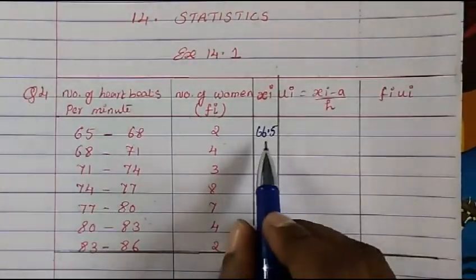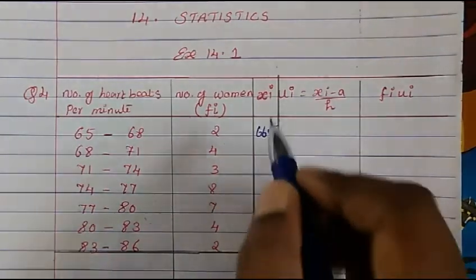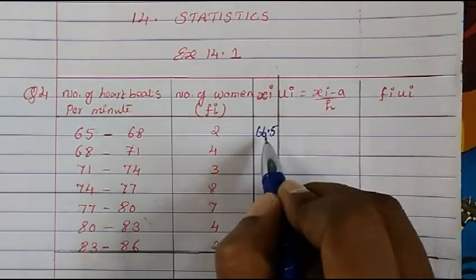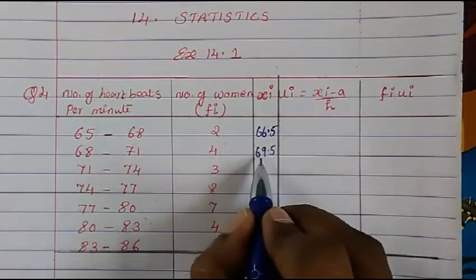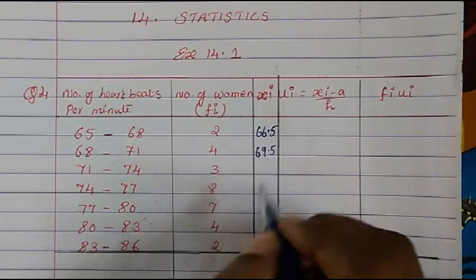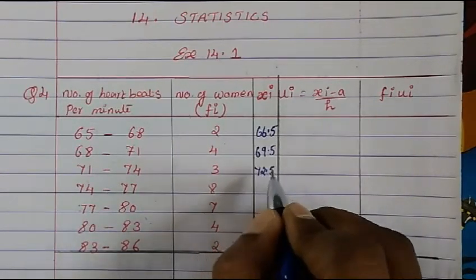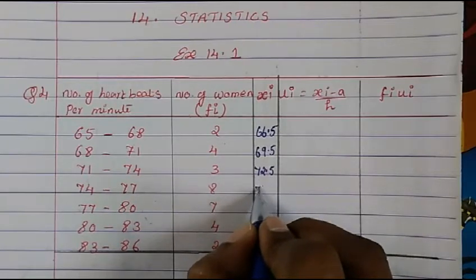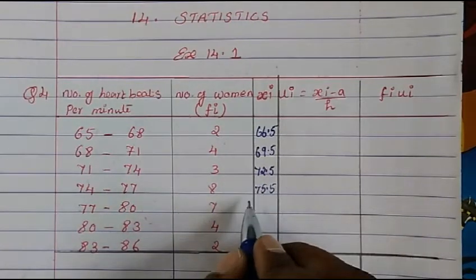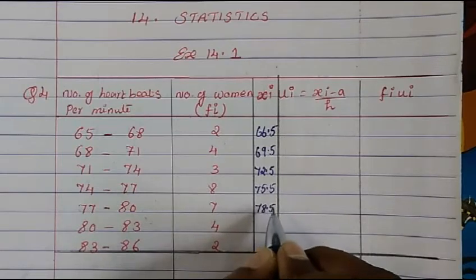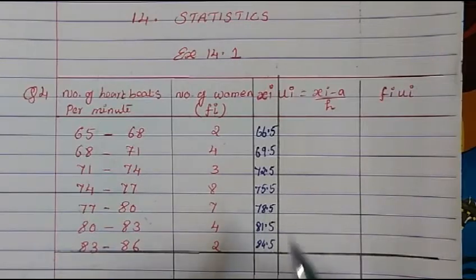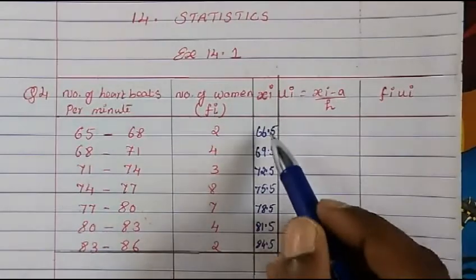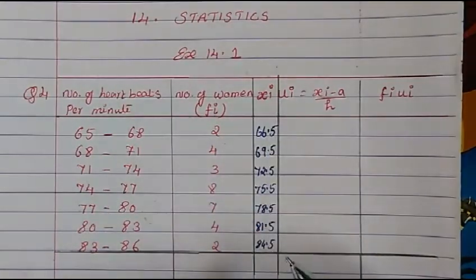Once you know the class interval, you just go on adding it. Now 66.5, in that you add 3, you will get 69.5. Then add 3 here, you will get 72.5. Add 3 again, you get 75.5. Again add 3, 78.5. Again add 3, you get 81.5. Again you add 3, 84.5. So once you know the class interval, you just add. That's a short way of writing Xi.